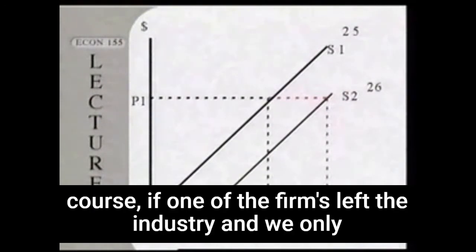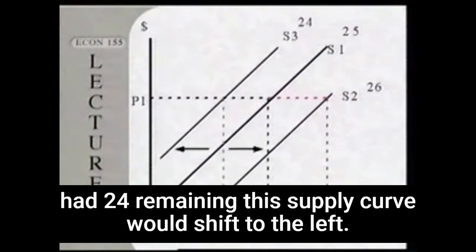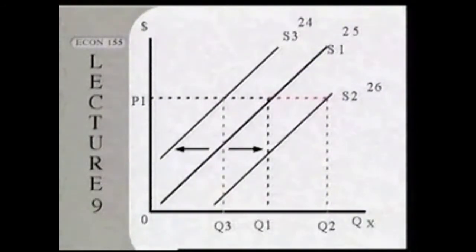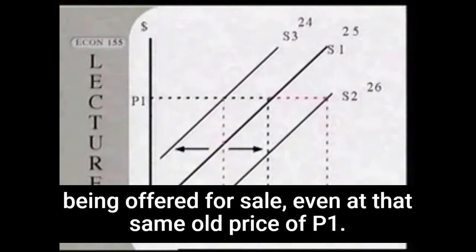And of course, if one of the firms left the industry and we only had 24 remaining, this supply curve would shift to the left. Okay? And so then what we would observe is a smaller quantity being offered for sale, even at that same old price of P1.